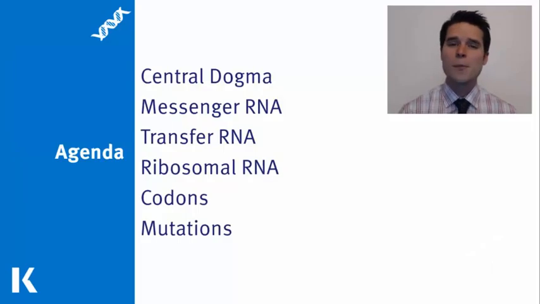We will start with the bread and butter of what the genetic code does, the central dogma. After, we will review three types of RNA: messenger, transfer, and ribosomal RNA, and we will finish with a look at the codons, which make it all work, and mutations, which make it all not work.